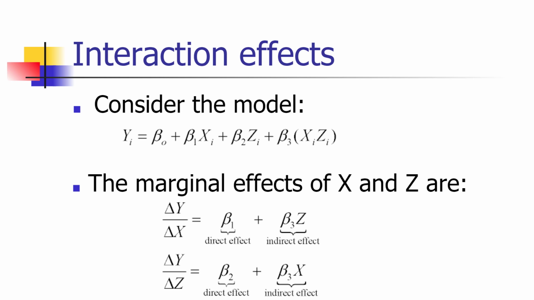So a positive coefficient beta 3 tells us there's a positive synergy or interaction between x and z. A negative coefficient would tell us that the combined effect is less than the sum of the separate effects of those variables directly.